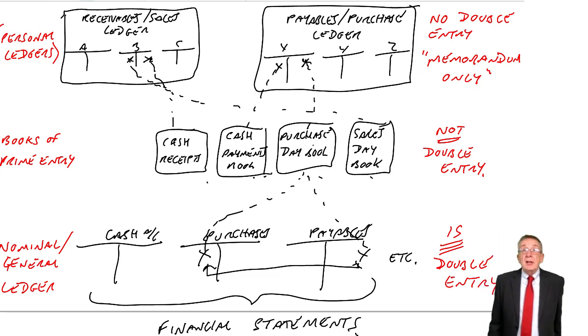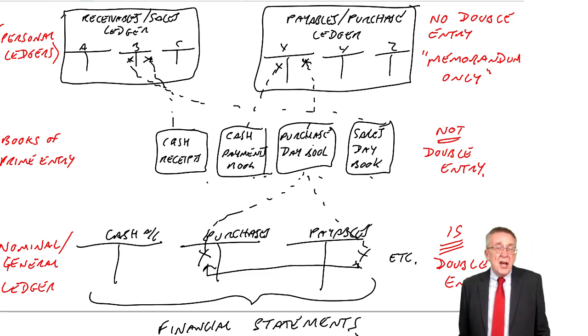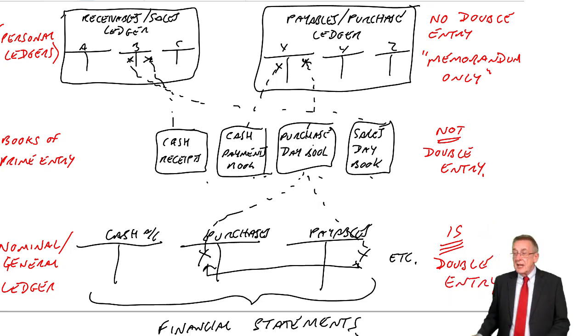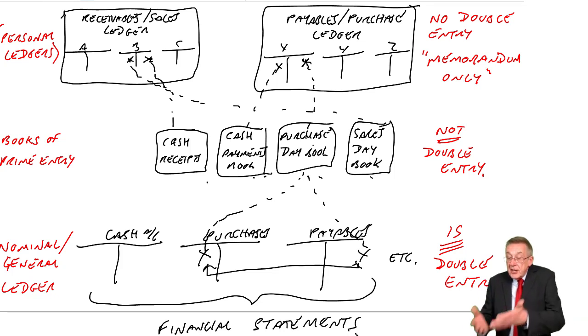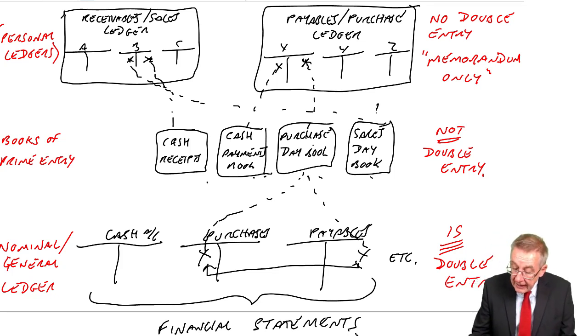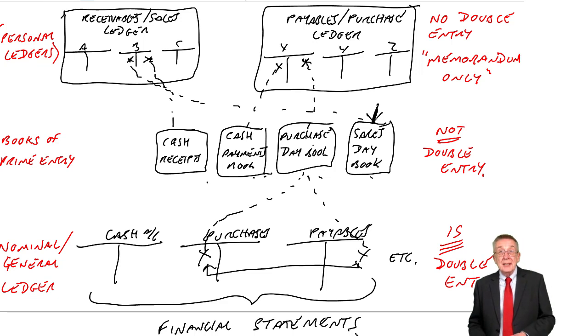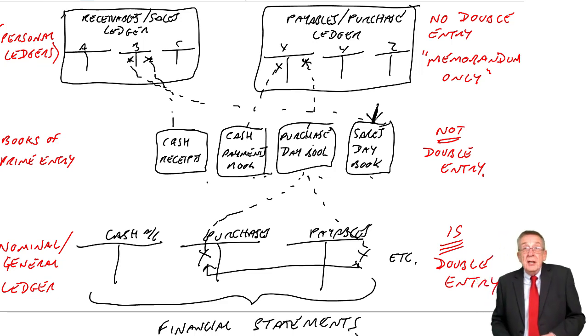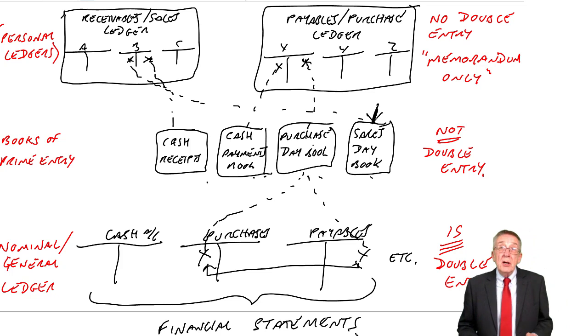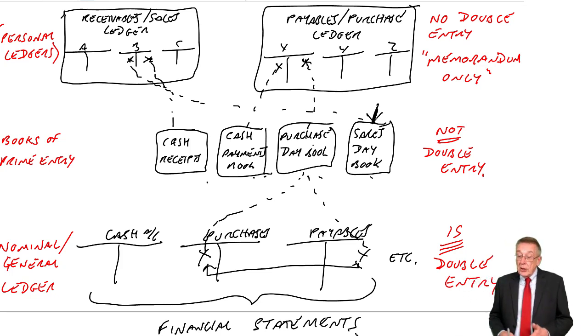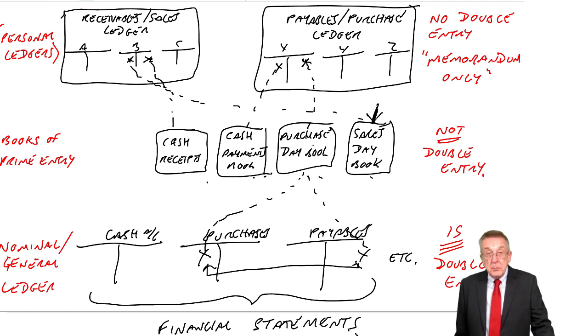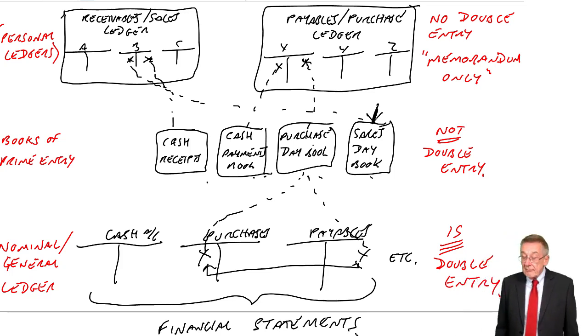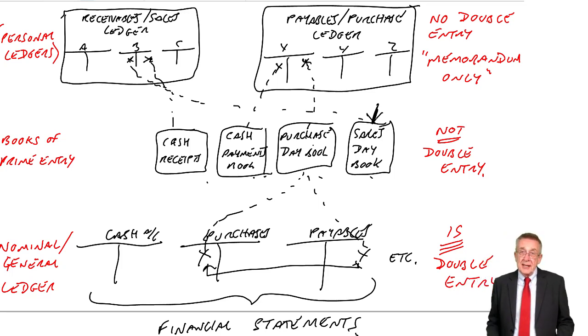Other companies may have a lot of customers who return goods. Now, I'll deal with the double entry when there are returns in a later chapter. It's easy. But just as they've got a book listing every time we sell goods on credit, if lots of people return goods, maybe they've got another book where they'll list goods returned. There's no limit. It depends on the type of business. They'll have a book of prime entry for each major type of transaction.